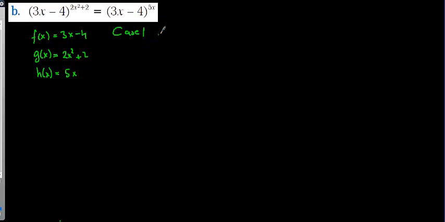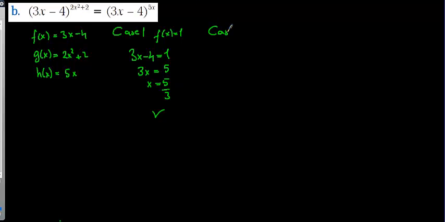So, if you remember, I said we are going to divide into 4 cases. Case 1, if f(x) is equal to 1. If f(x) is equal to 1, it means that 3x minus 4 is equal to 1, 3x is equal to 5, and x is equal to 5 over 3. In this case, we don't need to check, because 1 to the power of something is going to be equal to each other. 1 to the power of 5 is equal to 1 to the power of 6. There is no problem about that one.